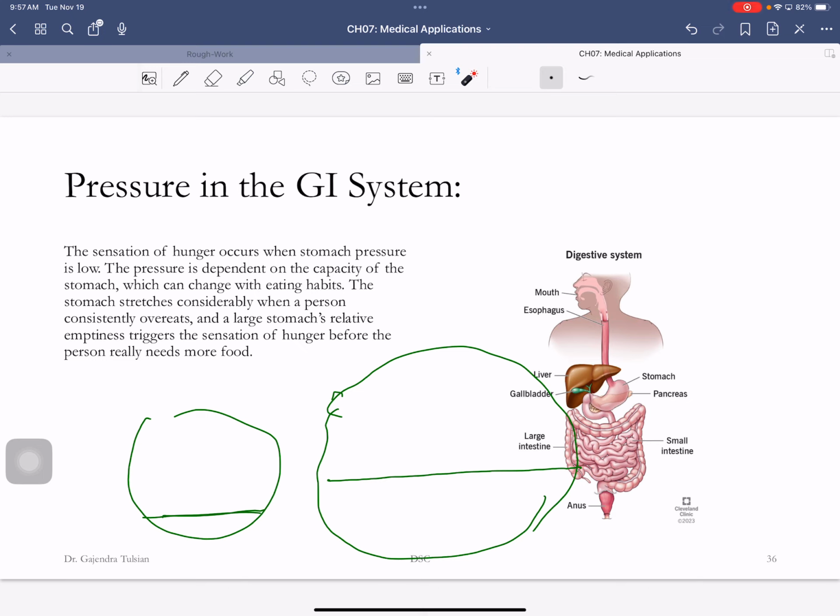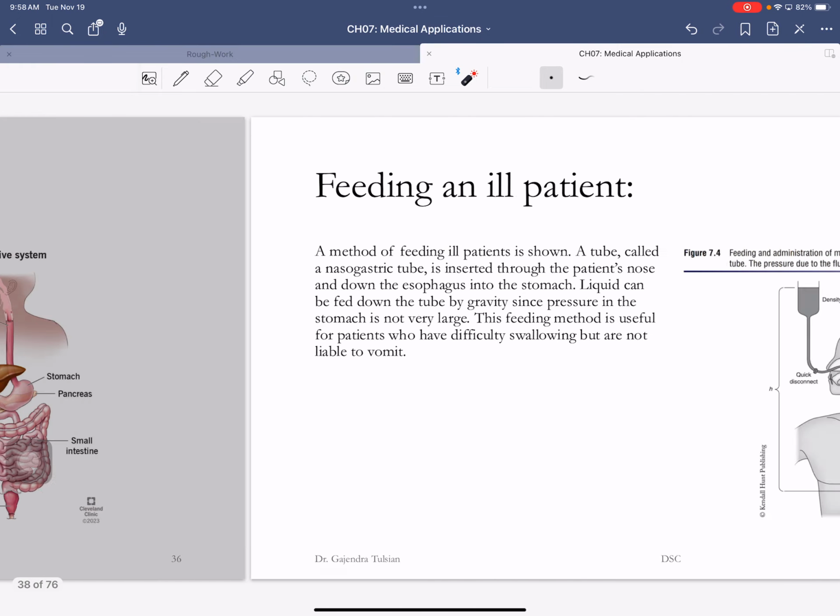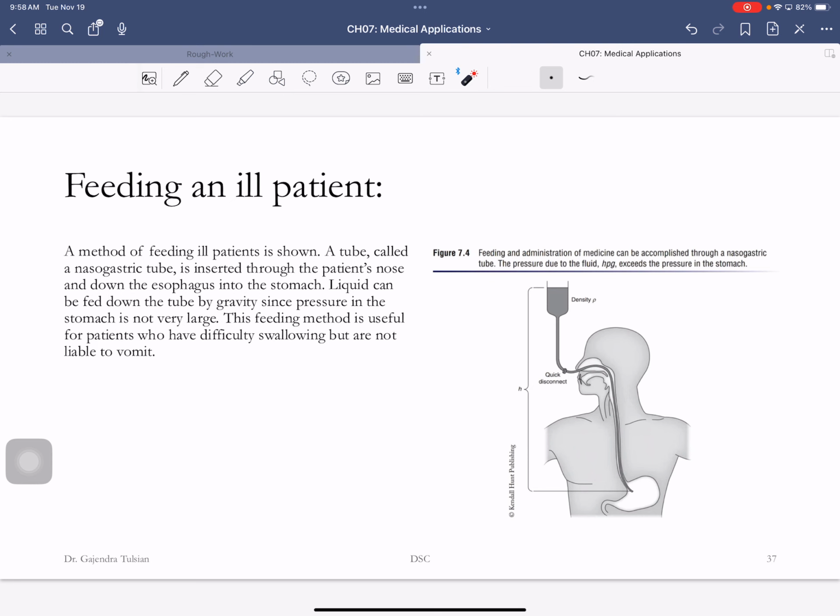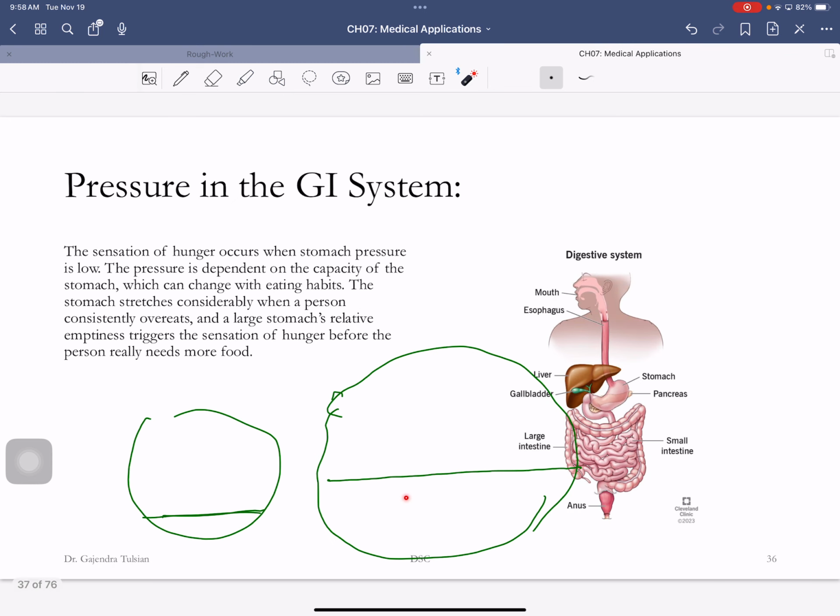is filled that much, and you start feeling hungry, but you see this much food is plenty for you. So that creates a problem. The pressure is dependent on the capacity of the stomach, which can change with eating habits. The stomach stretches considerably when a person consistently overeats, and in large stomachs, relative emptiness triggers the sensation of hunger before the person really needs more food. So it's a problem that can get worse and worse.